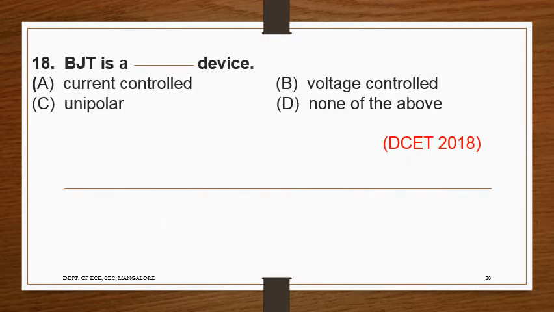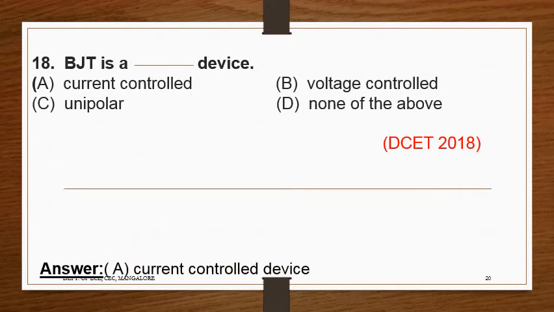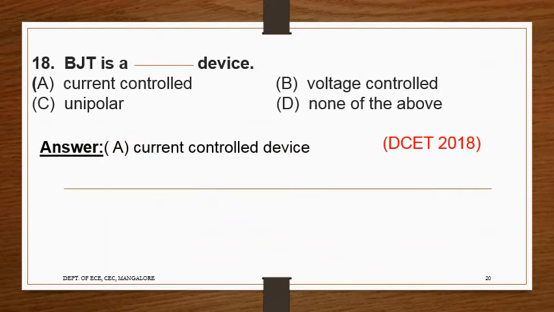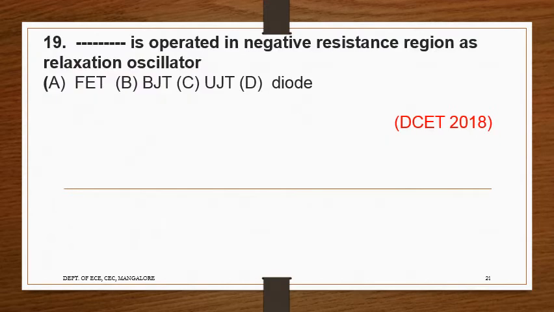BJT is A current control device, B voltage control device, C unipolar device, D none of these. Answer, it is current control device. Which of these is operated in negative resistance region as relaxation oscillator? A FET, B BJT, C UJT, D diode. Answer is C UJT.